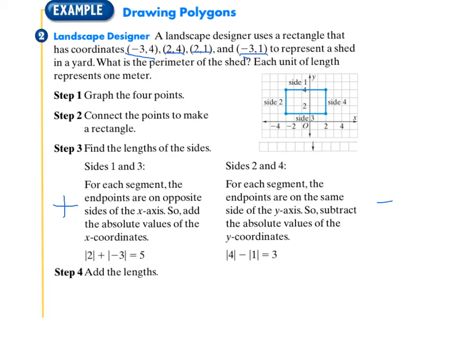Then we're just going to add the lengths. So 5 plus 3 plus 5 plus 3 gets us to 16. The reason we have 5 and 3 twice is the 5 are sides 1 and 3, and the 3 is sides 2 and 4.